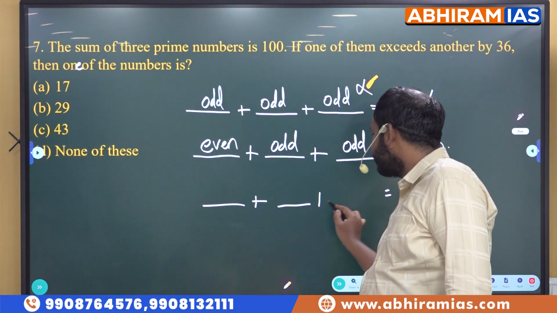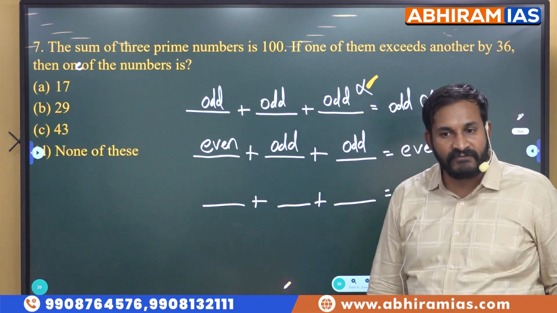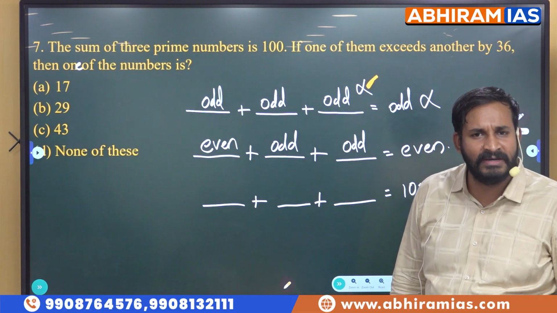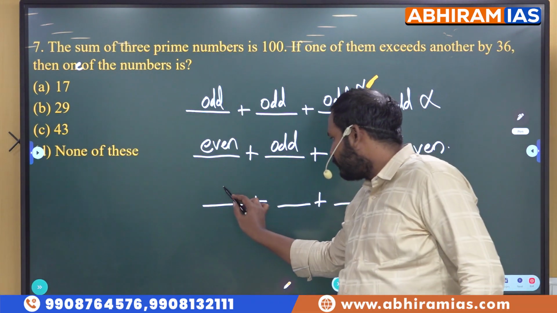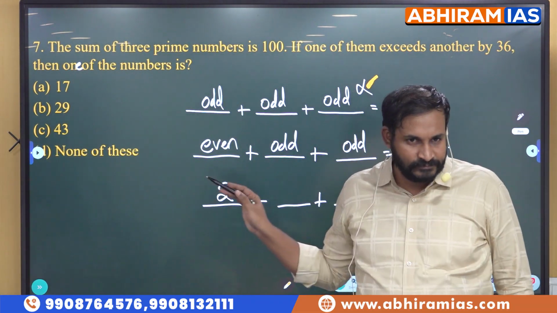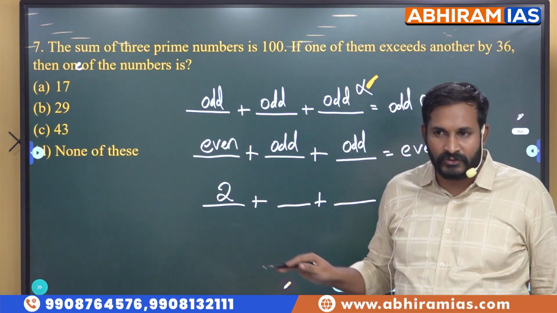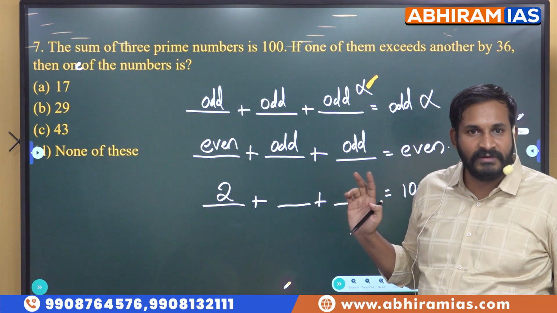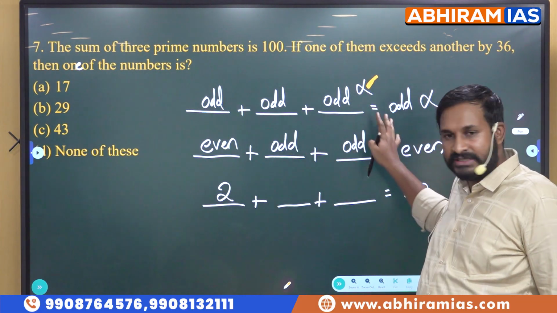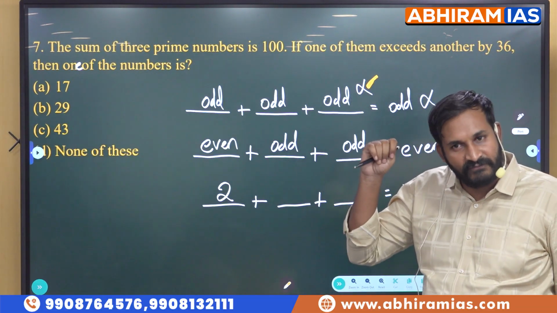Among these 3, one number should be definitely 2. What is the only even prime number we have? 2. So one number is definitely 2. One berth is confirmed for 2. There is no doubt in that. Clear for everyone? With odd and even sums we came to know that one number will be definitely 2.